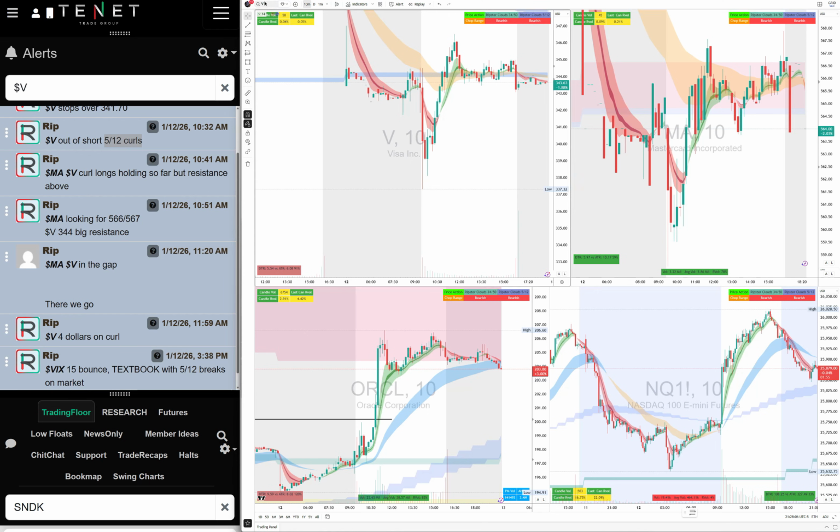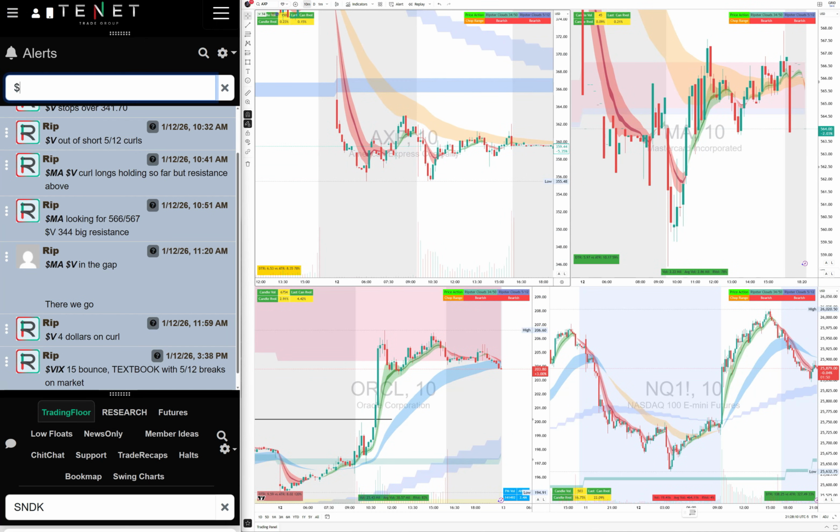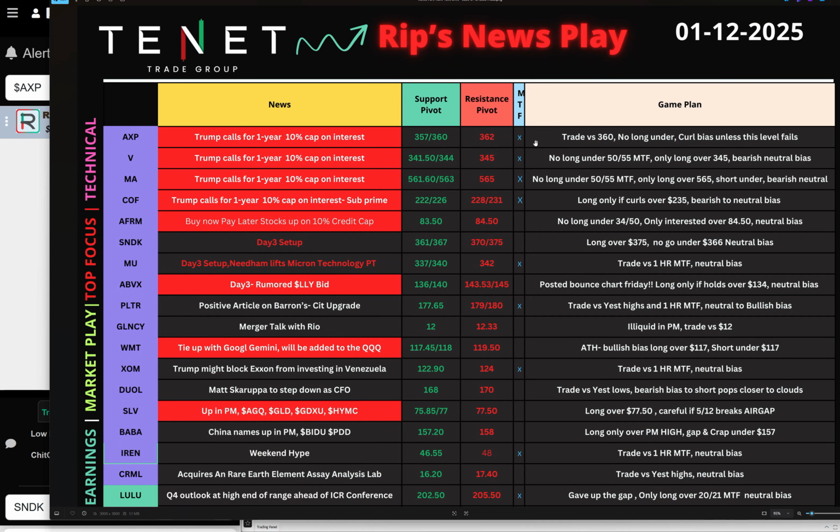Now American Express was a little different. American Express was bearish all day. I told the traders to short it right here. Right here is where I gave them the 512 short. You can also see the pre-market guidance on American Express.